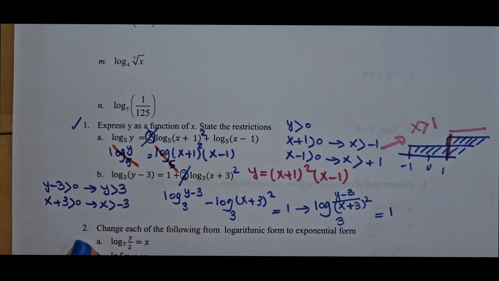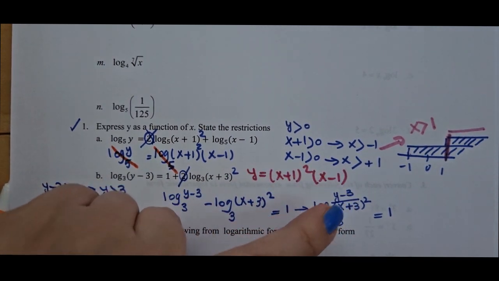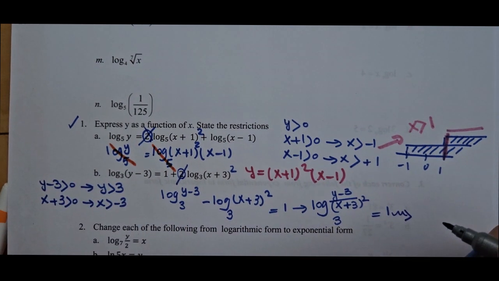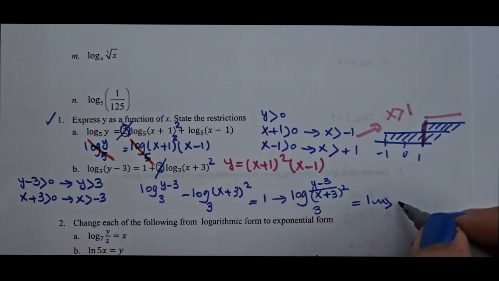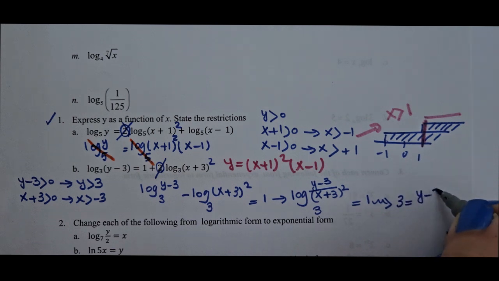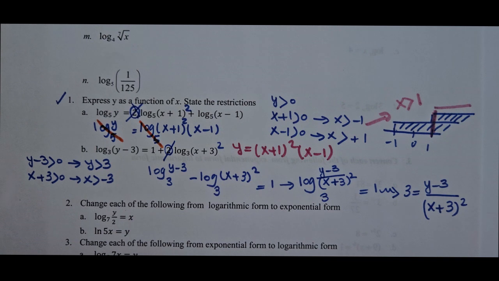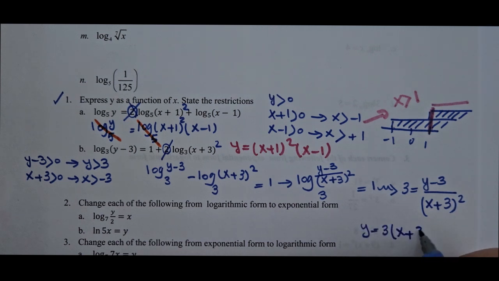So remember, guys, it was one of the rules that when it's equal to 1, that means this part and the base must be equal. Or you can simply say I converted to exponent. I use the exponential rule conversion. So that would be 3 to the power 1, which is 3, equal to y minus 3 divided by x plus 3 to the power 2. And then you can rearrange it and write it as y. So if I want to rearrange it, that would be y equals 3 times x plus 3 to the power 2, plus 3. Okay?